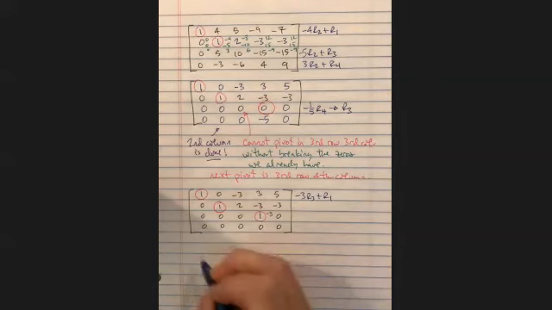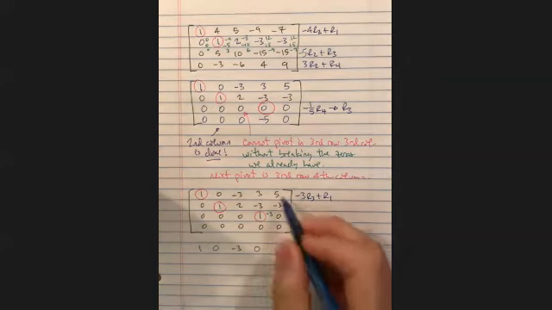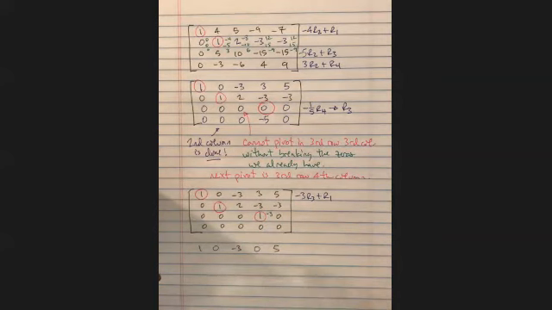So that first row is now going to look like 1, 0, -3. -3 and 3 is 0. 0 and 5 is 0. So that first row is now 1, 0, -3, 0, 5.